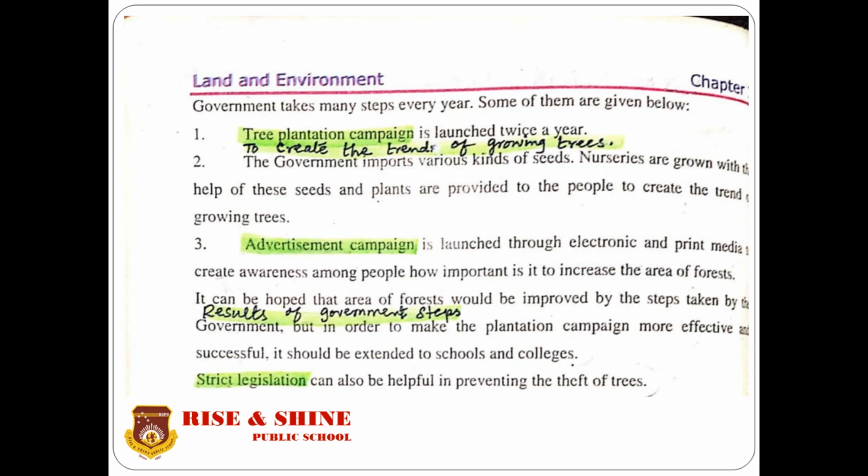Now write the heading, result of the government steps. In order to make the plantation campaign more effective and successful, it should be extended to schools and colleges. The students of schools and colleges should be involved in the tree plantation campaign. Strict legislation can also be helpful in preventing the theft of trees. It means the government should make strict legislation against the theft of trees.